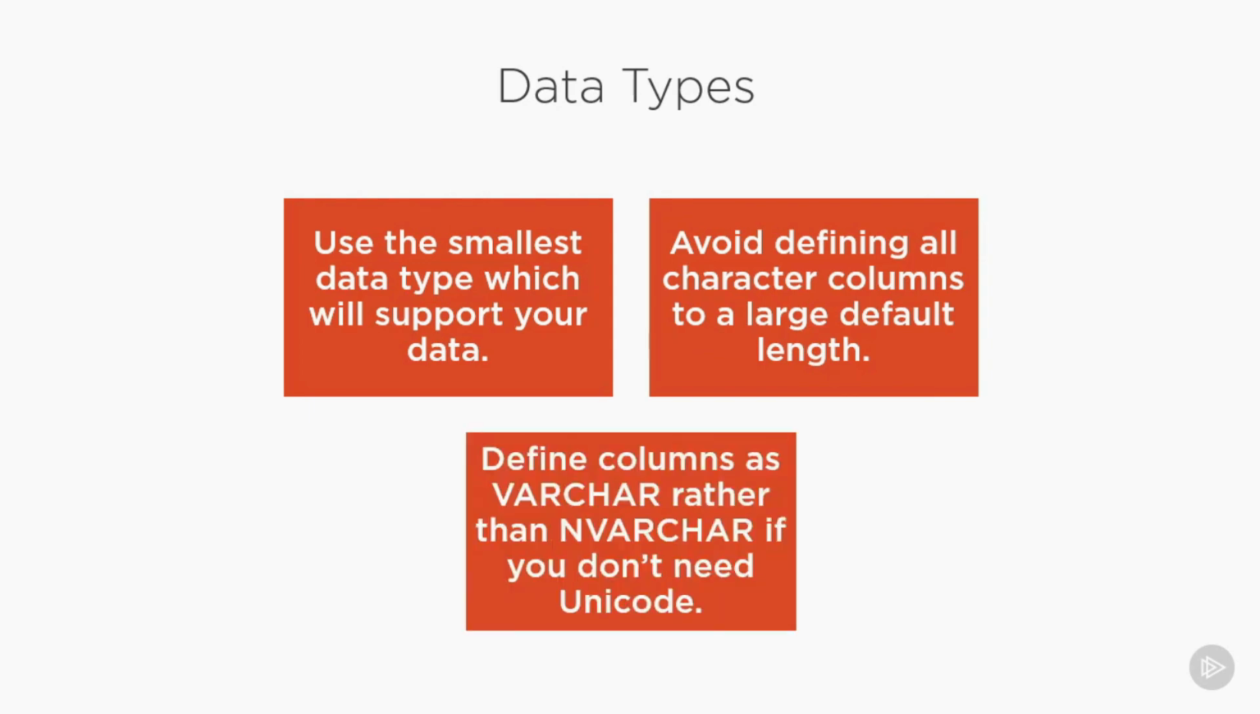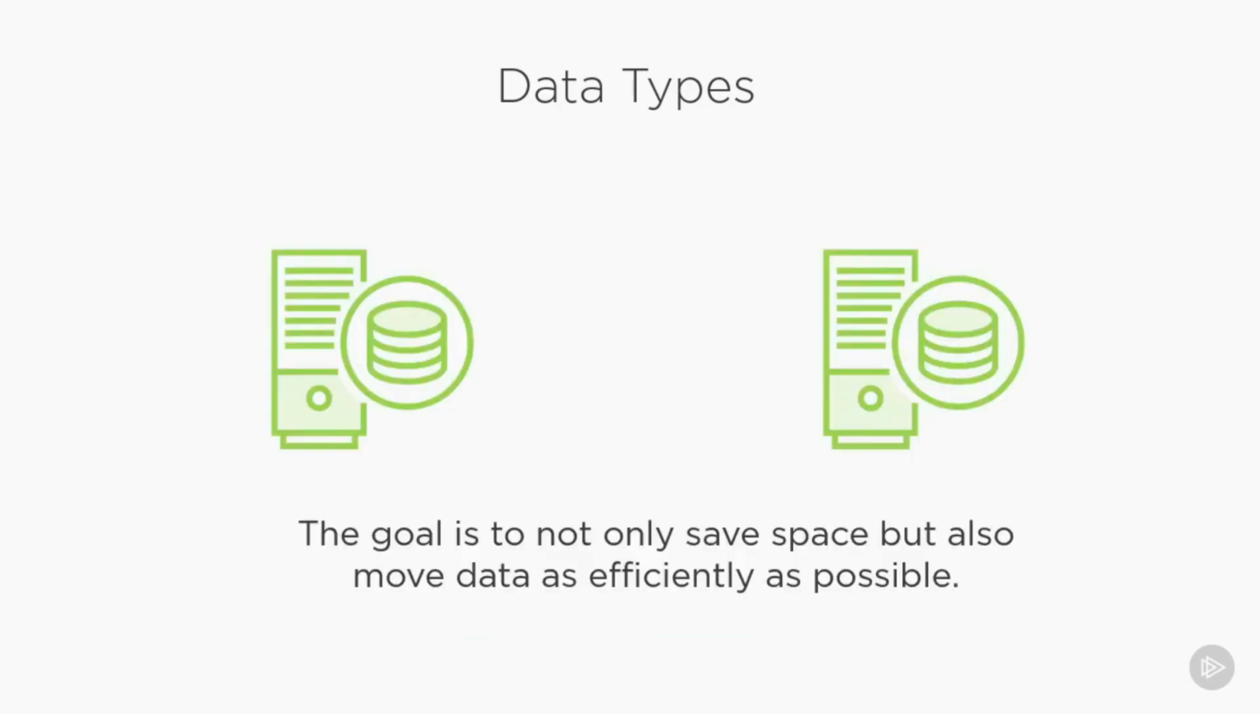As always, inspect your data and make sure that if you are choosing Unicode columns, it's for a reason. Unicode will take twice as much space as the regular varchar column. The goal in choosing the smallest data types and the smallest default length possible for character types is not only to save space, but also to move data as efficiently as possible between different compute nodes. This type of data movement does not happen on an on-premises SMP SQL Server, but Azure SQL Data Warehouse, being a massively parallel processing system, might have to do data movement to resolve a query.